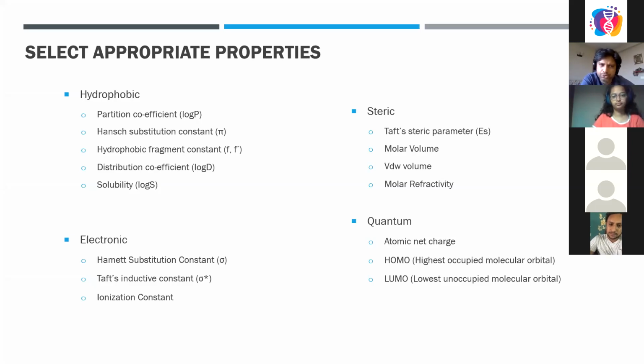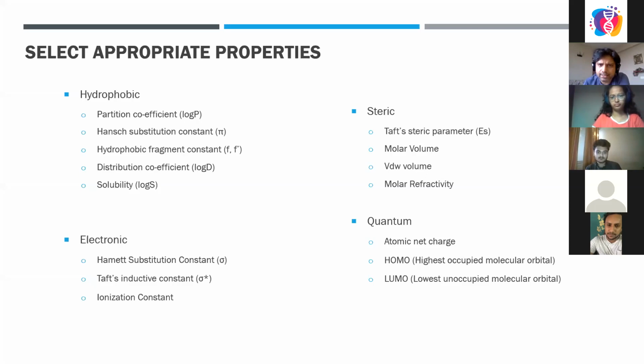Similarly, what is the substitution coefficient or constant? Let's say you are replacing one functional group, for example a hydroxyl functional group, with a carboxyl functional group. What will be the effect on its activity? That is your substitution constant, and people have already done experiments and calculated these constants, and we can use them for our QSAR model.